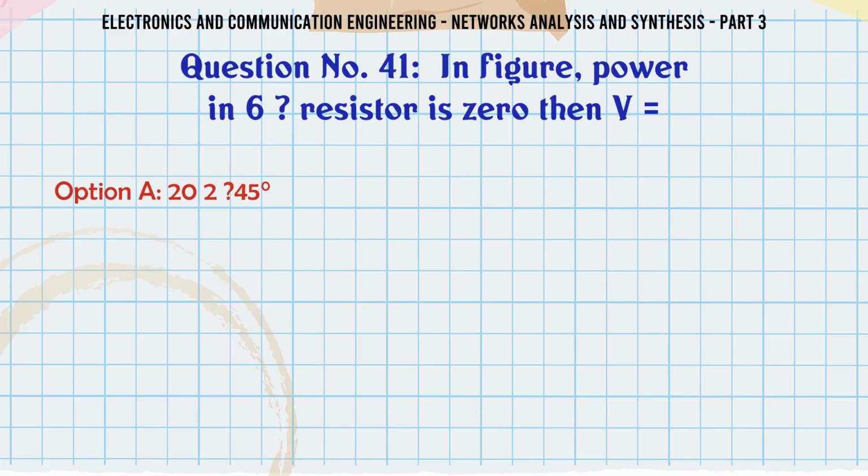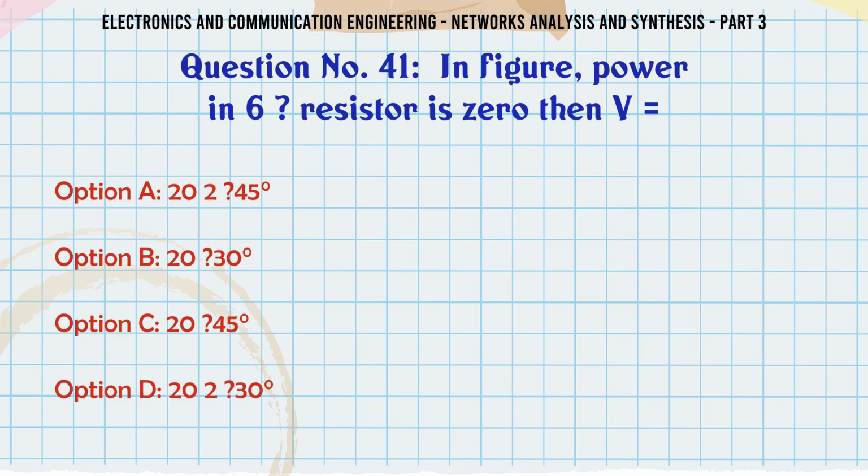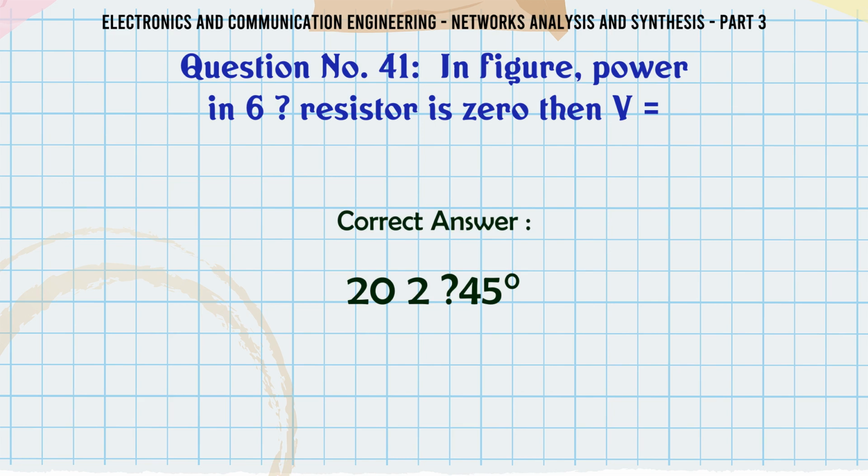In the figure, power in the 6 ohm resistor is 0. Then V is: A 20 + j45, B 20 - j30, C 20 + j45, D 20 - j30. The correct answer is 20 + j45.